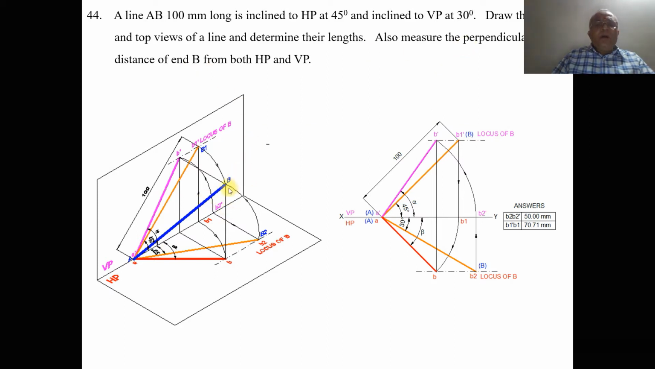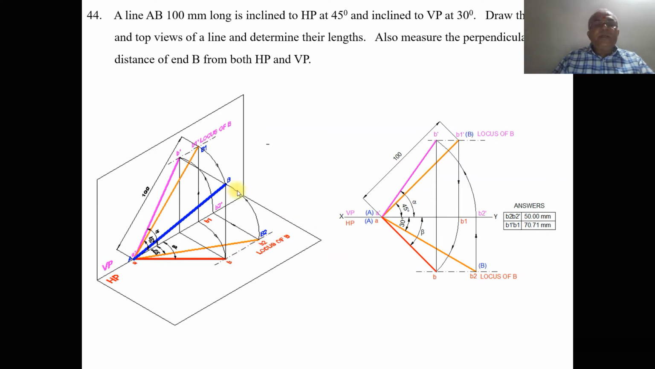So this is how we get the initial position of the drawing. Once we get this, naturally we are going to get the locus of B in the front view and also the locus of B in the top view. Once you draw a line inclined at 45 degrees to HP with a length of 100 mm, this will be B1 dash, and we get the locus of B in the front view. When you draw a line at an inclination of 30 degrees with respect to VP and a length of 100, you get the other end point B, which is B2. This will be the locus of B in the top view.